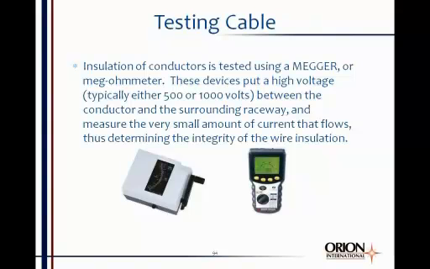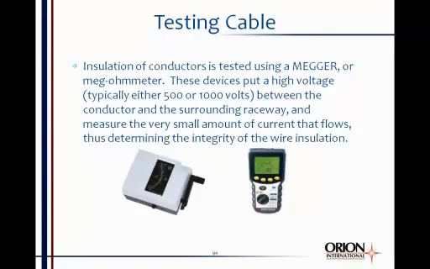I mentioned this a little bit earlier about testing cables. Insulation of conductors and of motors and anything that's got insulation in it is tested using what's called a megger. Megger is short for megohmmeter. And you see a couple of pictures of meggers there. The one on the left is a hand crank megger. That's a 500-volt megger. The one on the right is a battery-powered megger, and it actually puts 1,000 volts out.